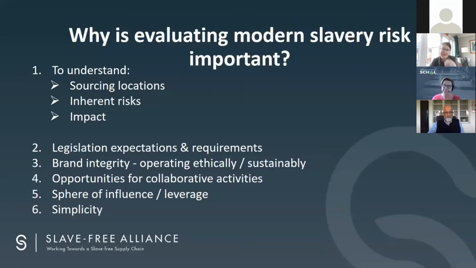So we've got a few things to understand here. Firstly, you need to understand it. So we need to understand where you're sourcing from, what your risks are and where the impacts lie. So what's your impact? There's certain things there like legislation, expectation, requirements on businesses to understand where they're sourcing from and to understand also what their risk is. So gone are the days where it was acceptable to not really know where you're sourcing from. It's about operating ethically, so considering the security of your supply chain, considering your brand integrity and supply chain resilience. So we're now seeing a lot more interest coming from requirements from investors.